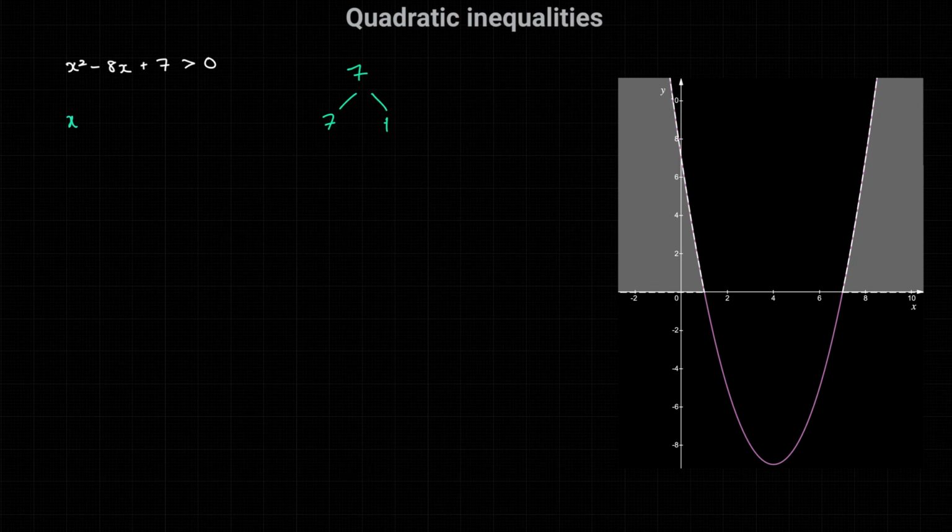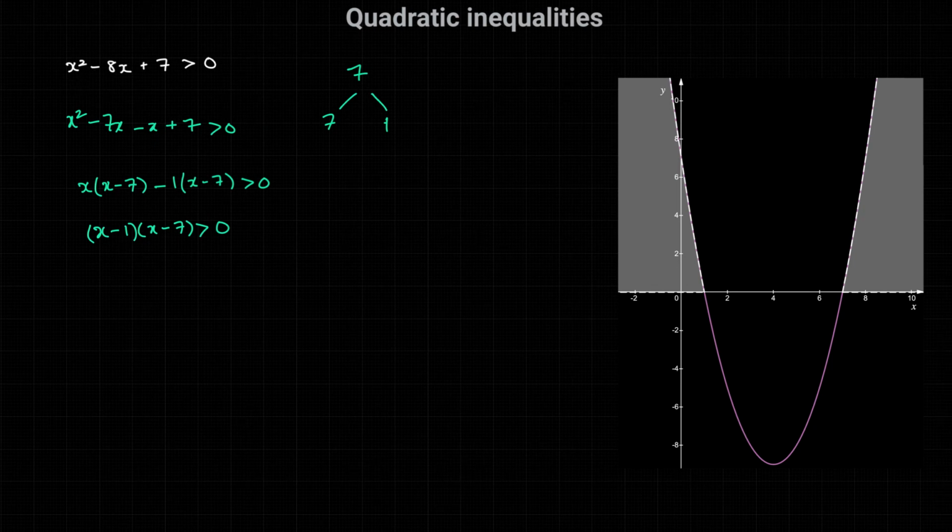So we know that x squared minus 7x minus x plus 7 is greater than 0. What we can say is we can factor out x here, so we get x minus 7, and we factor out negative 1 here, and we get x minus 7 again, and that's greater than 0. So therefore x minus 1 times x minus 7 is greater than 0. So we factorize this quadratic expression here.